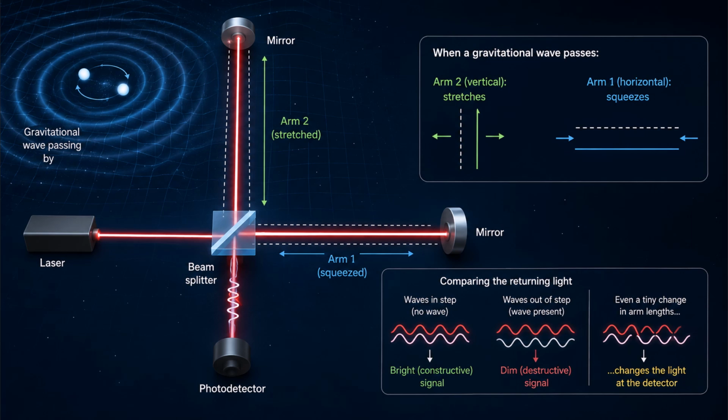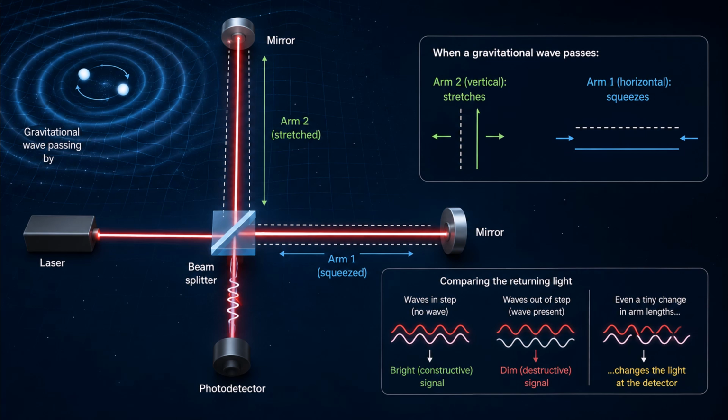LIGO is one of the most famous gravitational wave detectors. Its name stands for Laser Interferometer Gravitational Wave Observatory. LIGO uses long arms with laser beams traveling along them. When a gravitational wave passes through Earth, it can stretch one arm slightly while squeezing the other.